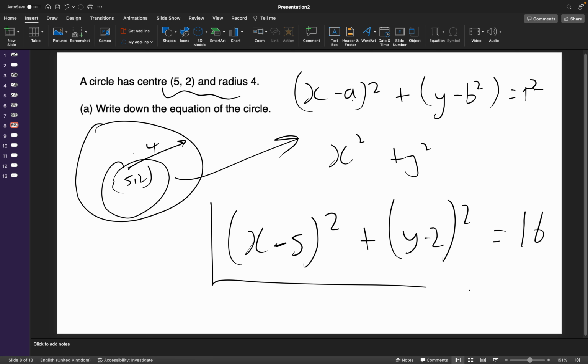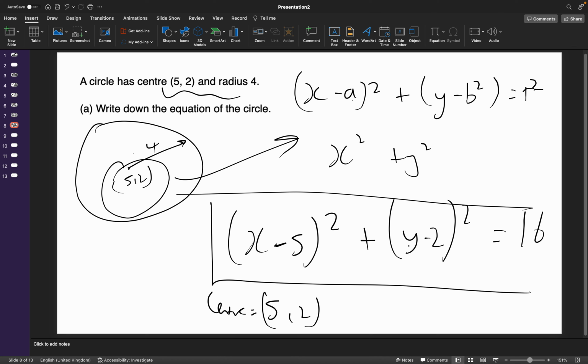Now, in the same way, if you have an equation of a circle provided to you, you can find the radius and the center of the circle really easily. Because you subtract from the center, you just flip the signs. So the center is going to be 5 and 2. You just flip the signs if you have a minus in it. And the radius is going to be the square root of 16, which is 4, because remember we squared the radius here.